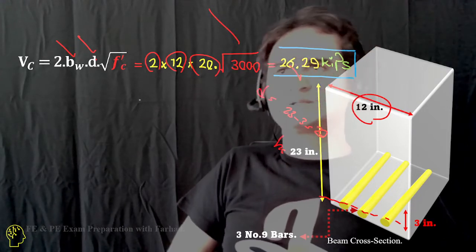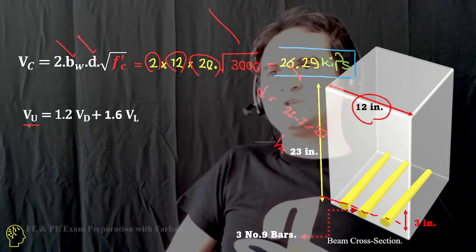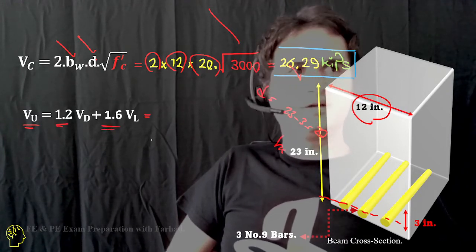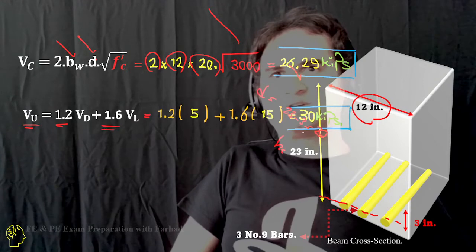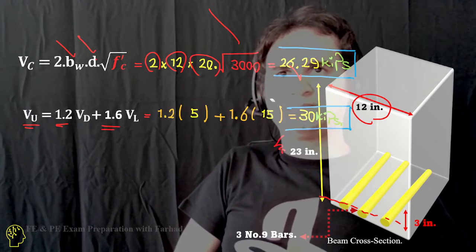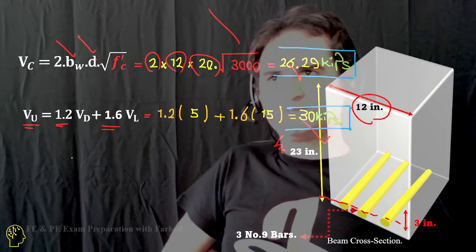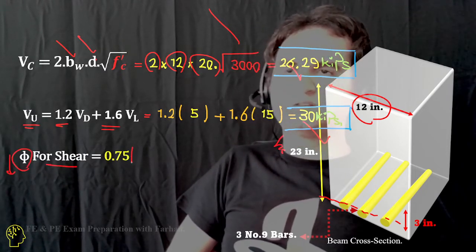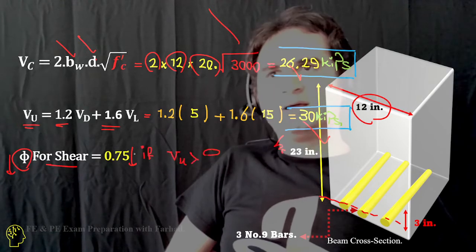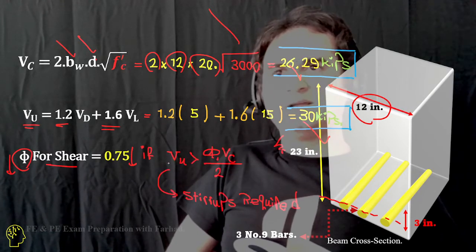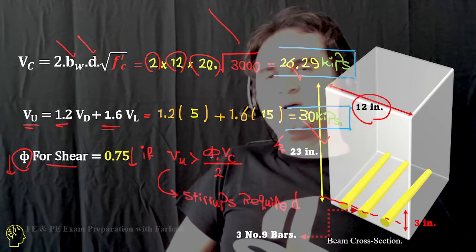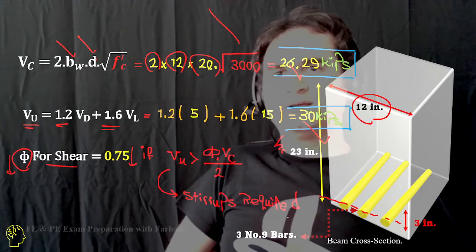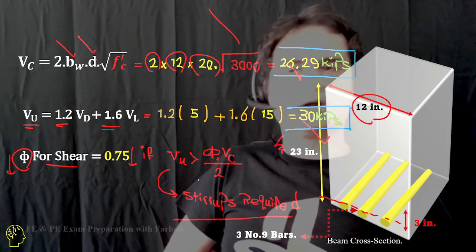and that gives us 26.29 kilopounds. At the same time, the ultimate shear is a combination of the dead load and live load of shear, and if you do so, it gives us 30 kilopounds. There is a reduction factor for shear, which is 0.75. And based on ACI, if Vu is larger than phi times Vc over 2, stirrups are required.